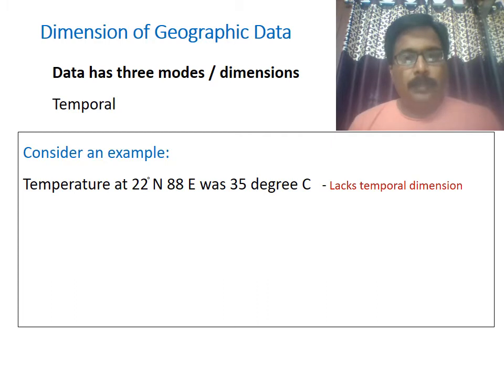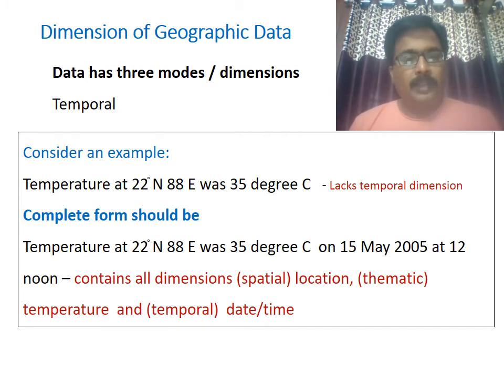So the complete form of this example should be: temperature at 22 degree north, 88 degree east was 35 degree Celsius on 15th May 2005 at 12 noon. This example contains all dimensions. The spatial information is the location of the temperature record, and the thematic information is the theme that is getting conveyed, which is the temperature, and the temporal information is given in terms of the date and time.